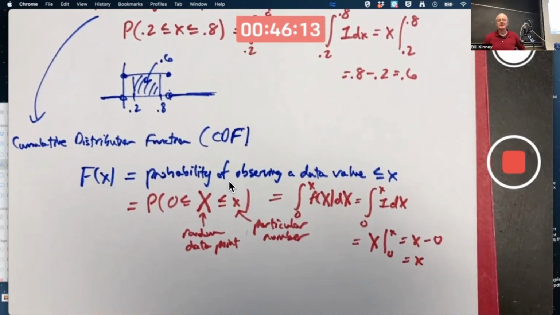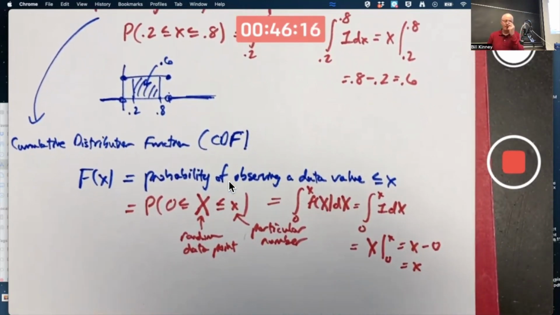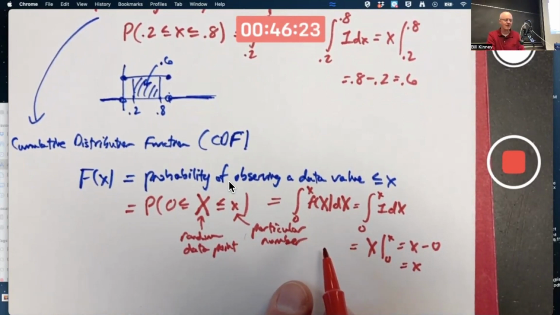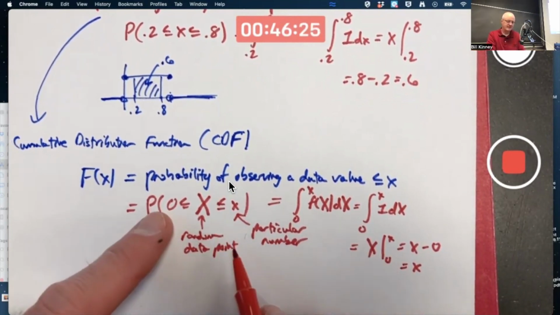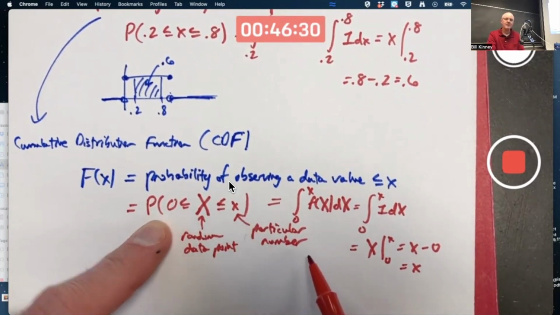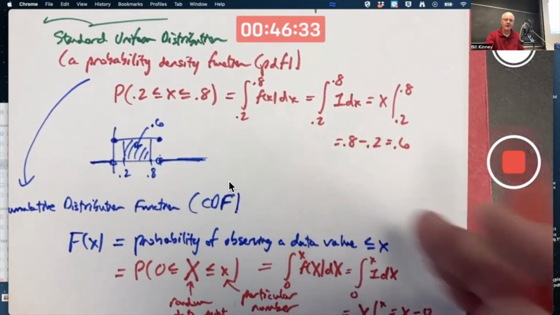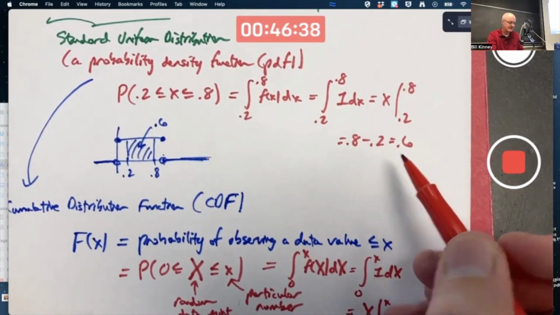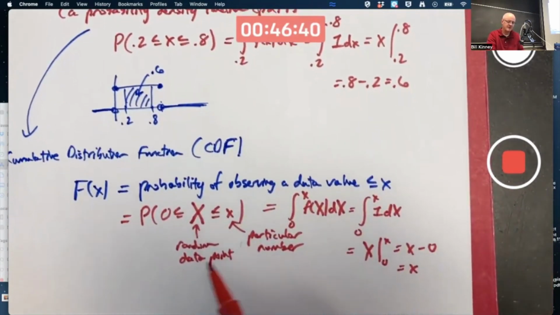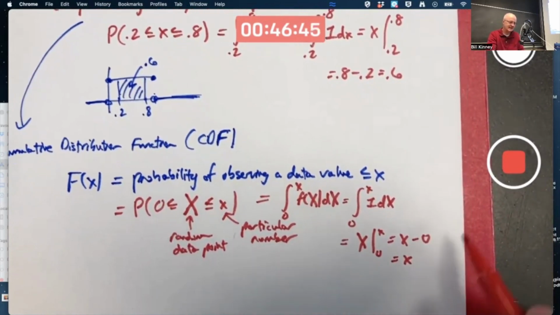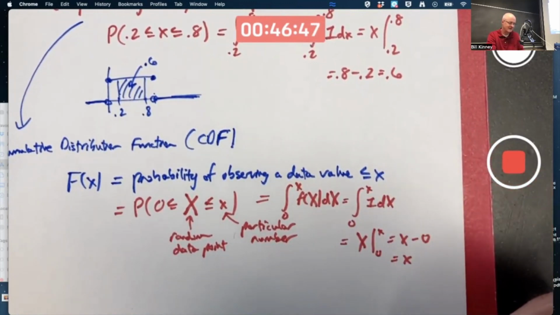Now you might be weirded out by this, okay? Like, why am I using a capital X? It's somewhat traditional. Think of capital X as being the random data point that you don't know what it is. Think of little x as being a particular number. By analogy with what I did up here, where I integrated the PDF from 0.2 to 0.8 to find this probability, this area under the curve, I am now integrating from 0 to an arbitrary number, little x. If little x were 0.6, I would get 0.6.